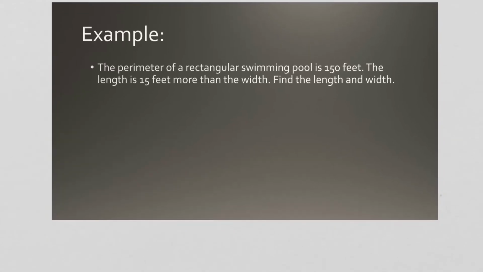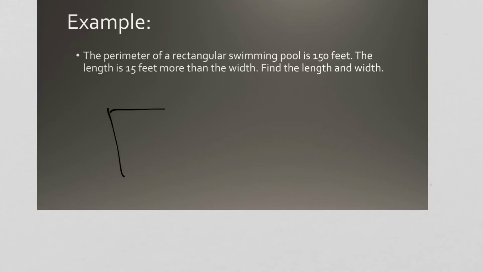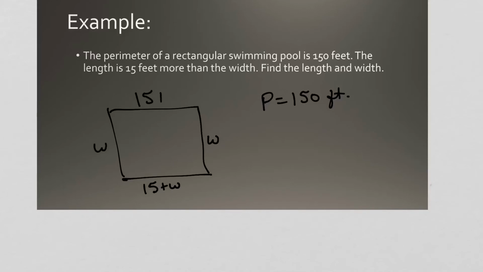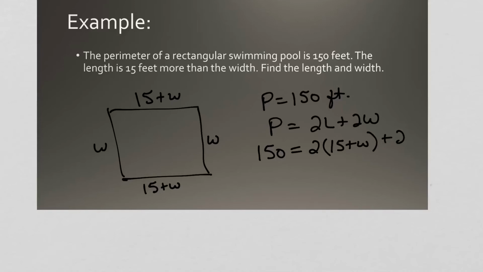All right, on this one, we've got the perimeter of a rectangular swimming pool is 150 feet. The length is 15 feet more than the width. So this side is also W, and this is 15 plus W. So I know my perimeter, and remember, we're going to use perimeter formula. So perimeter is 150. My length is 15 plus W, and my width is just W.